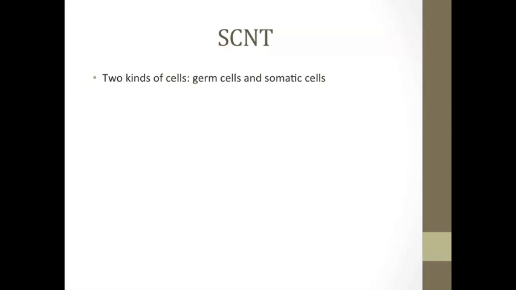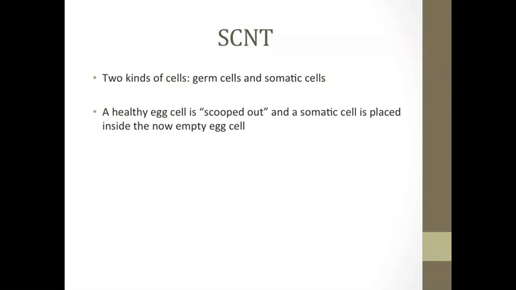The genetic material in somatic cells is half from the organism's father and half from the mother. With SCNT, somatic cells are used for reproduction. A healthy egg cell is scooped out, which removes almost all the genetic material, and a somatic cell from a donor is placed into the now empty egg cell. This egg cell, with a complete set of genetic material, will now develop into an embryo. Notice, however, that the complete set of genetic material comes from one donor, rather than two, as in sexual reproduction.